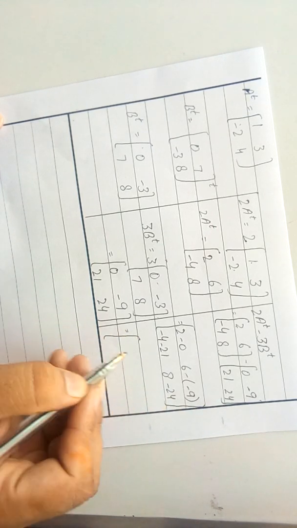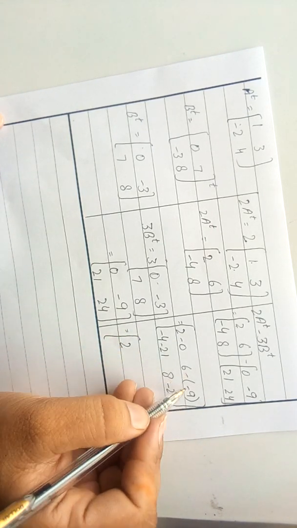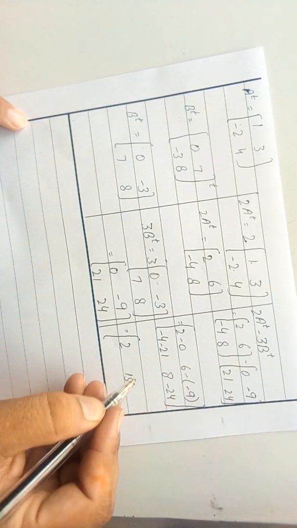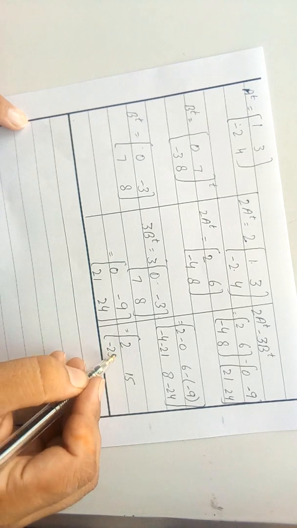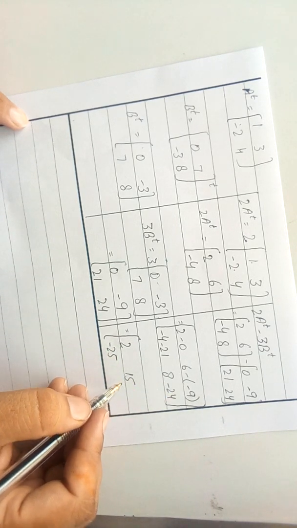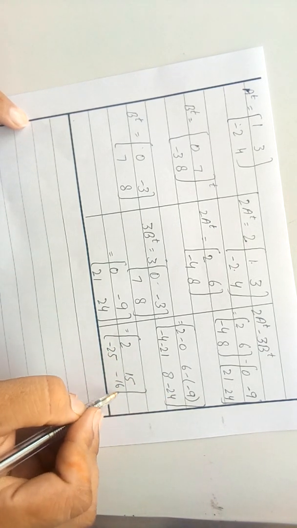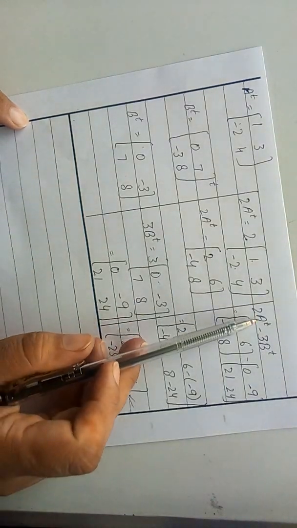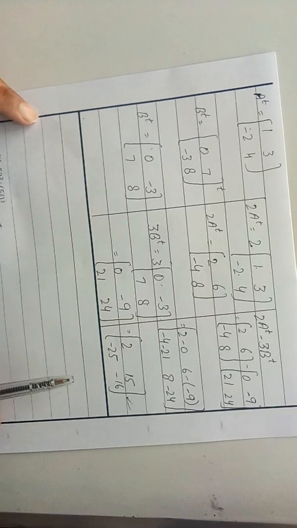That is equal to 2 minus 0, 2. 6 minus minus 9 becomes plus, 6 plus 9, 15. Minus 4 minus 21, that is minus 25, and 8 minus 24, that is minus 16. So it is the answer of the required question, 2A transpose minus 3B transpose.